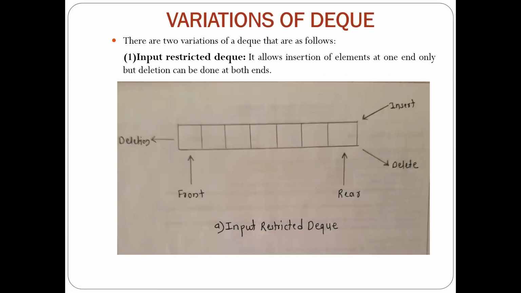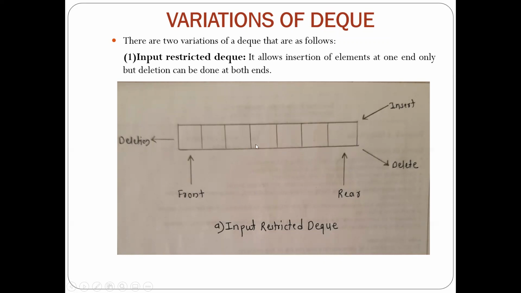And now we'll see the variations of the DQ. Actually, there are 2 variants of the DQ. One is the input restricted DQ. Input restricted DQ is nothing but what? It allows insertion of elements at one end only, but deletion can be done at both ends. So this is called the input restricted DQ. Insertion is only from the rear end, but deletion we can do from the front end also and the rear end also. This is called the input restricted DQ.